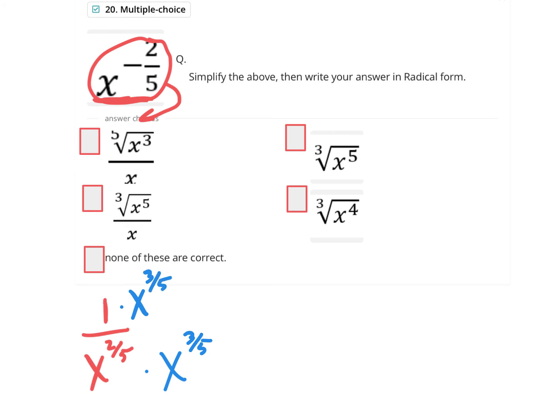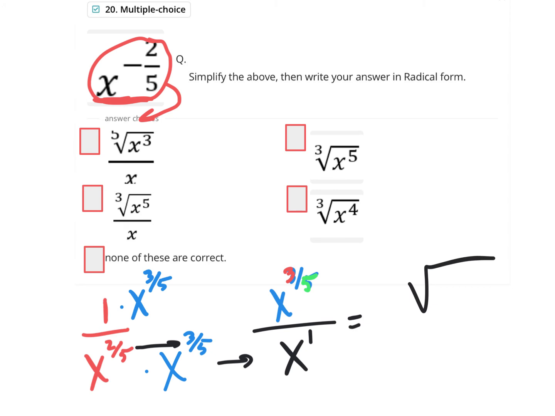On the bottom, when you multiply 2/5 and 3/5, you're going to get x to the one whole. You don't need to put the 1, right? And on the top, what do you end up with? You end up with 1 times x to the 3/5. That's simply x to the 3/5. Now, of course, all of your answers are written in radical format. So keep in mind that a rational exponent is always power over root. So up on top, we have the 5th root of x to the 3rd power. And of course it is all over x.